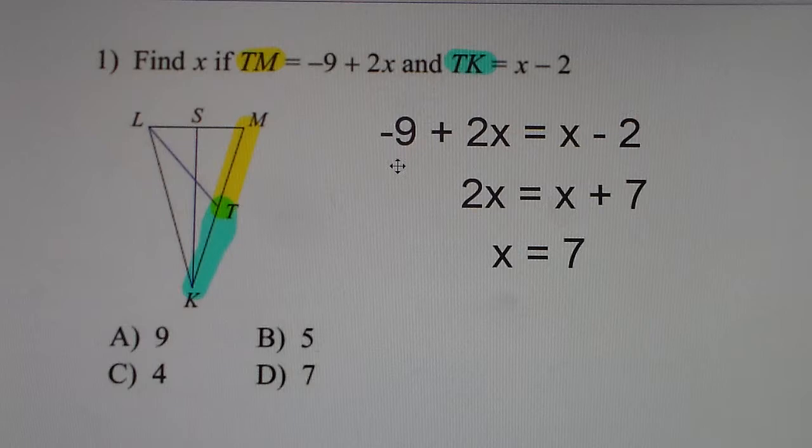So just to make it clear, from this top line here, I added 9 to both sides. And then I get this equation. Then I subtract 1x from both sides, and I get x equals 7.